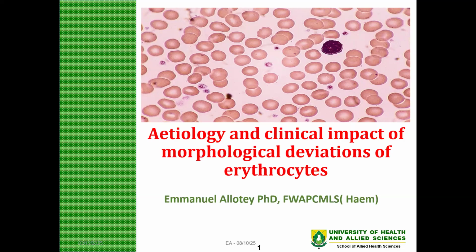If we say morphological deviations, what we mean is that red cells have a structure, an anatomical structure. And with this anatomical structure also go physiological roles or physiological functions. So if for any reason you have a shift or a deviation from what is expected to be normal of this anatomical structure of the red cell, then the individual will not experience optimal health. So here we are going to look at the etiology.